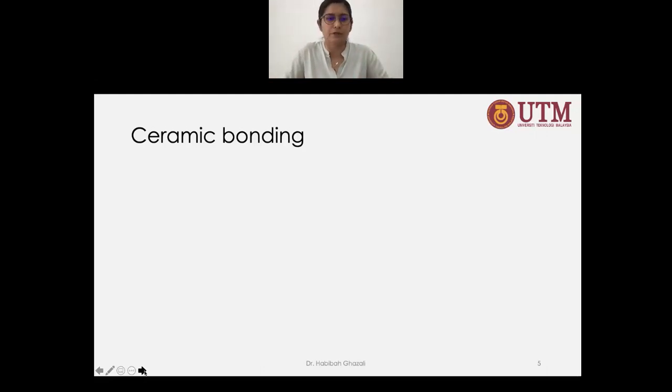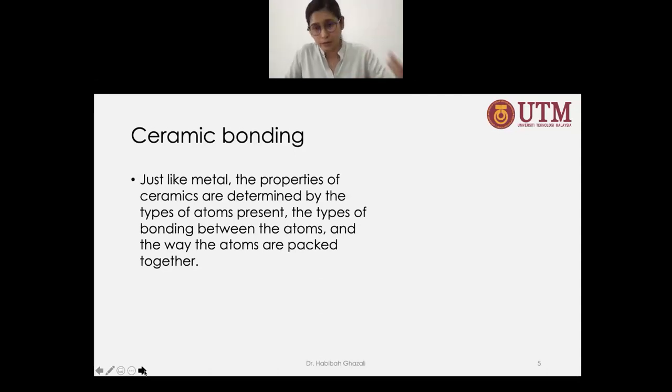This is just a brief revision on ionic bonding. Just like metal, the properties of ceramic are determined by the atoms present inside the ceramic material. When we have aluminum, for example, the metal formed will have different properties compared to the metal formed by copper atoms. The same with ceramic. The properties are determined by the types of atoms present in the material, the types of bonding between the atoms, and how the atoms are packed together.